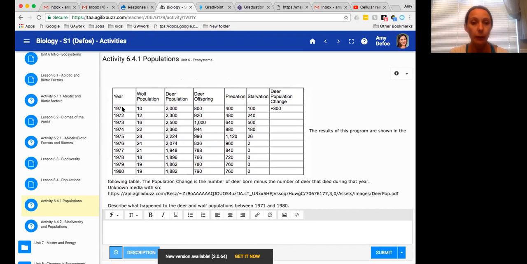Here we have a study over 10 years, with the wolf population. Again, they brought in 10. The original starting population of the deer was 2,000. Then we can see offspring, how many were preyed upon, and how many starved. If we look at this first column, we can look at the population of the wolves. What do you notice over 10 years?